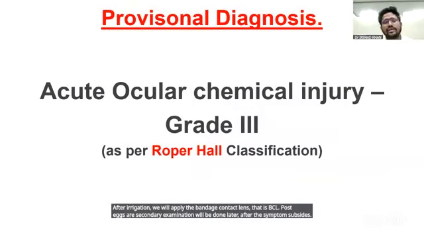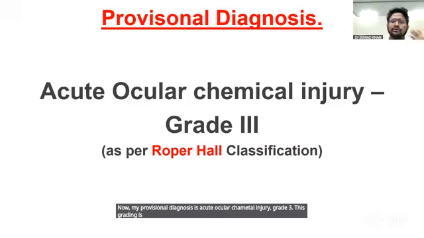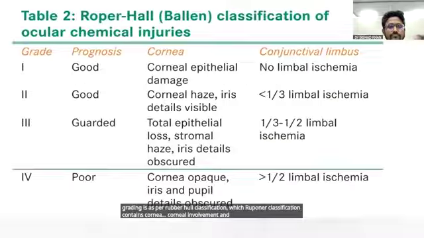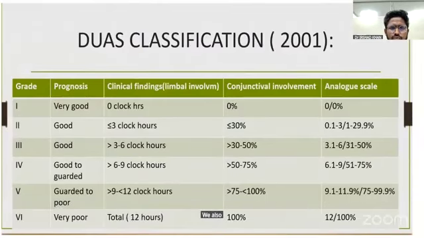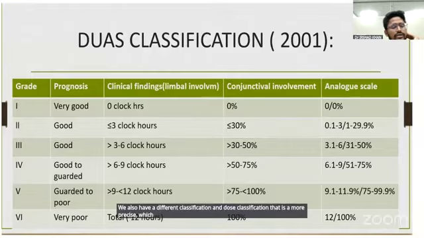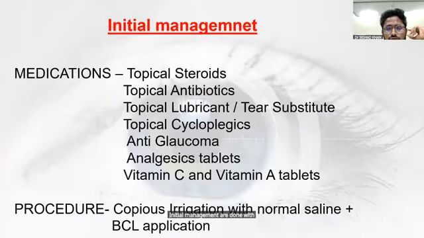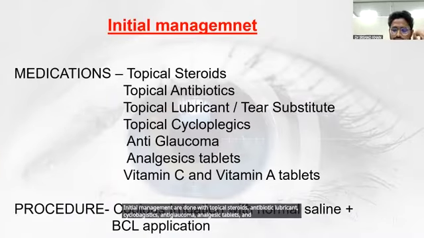Now my provisional diagnosis: acute ocular chemical injury, grade 3. This grading is as per the Roper-Hall classification, which contains corneal involvement and limbus involvement. We also have a different classification, the JHOS classification, that is more precise, and it contains 2-3 parameters like cornea, limbus, and conjunctiva. Initial management was done with topical steroids, antibiotics, lubricants, cycloplegics, anti-glaucoma drugs, analgesic tablets, and vitamin C tablets.